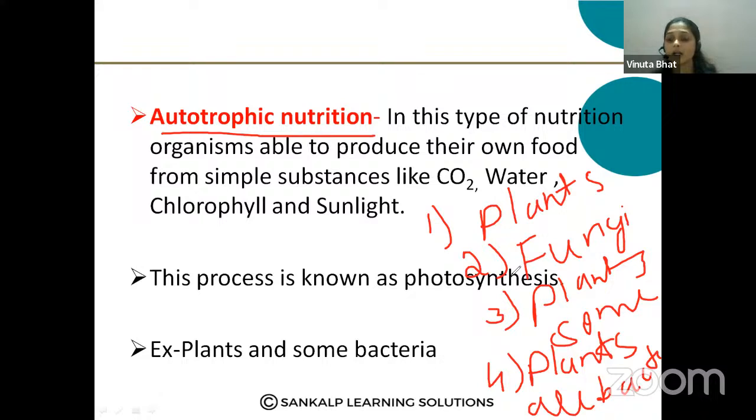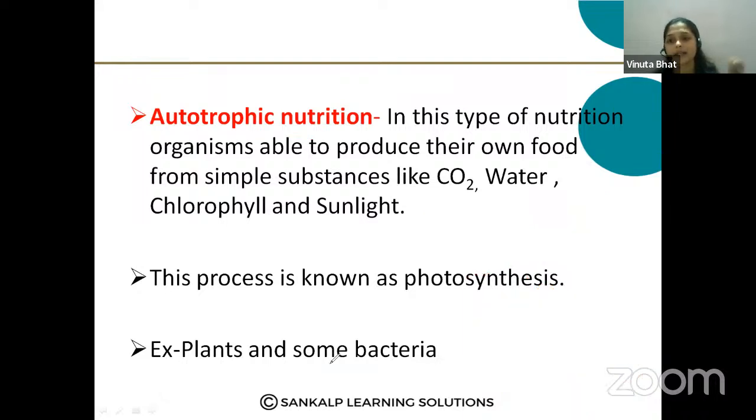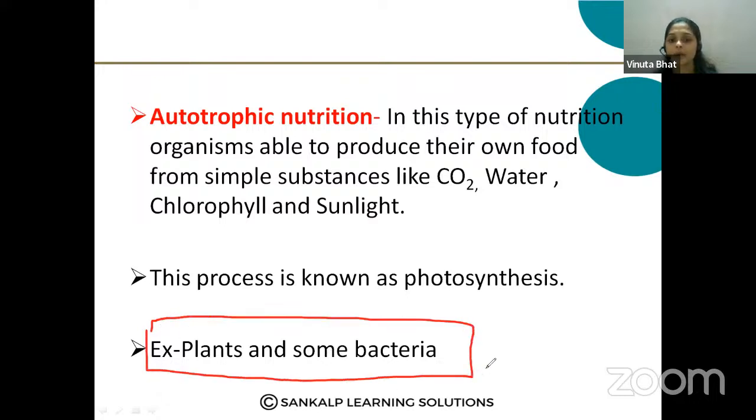So here, the autotrophic mode of nutrition is found in plants. Yes, that is correct. But in bacteria, not all bacteria are autotrophs. Some bacteria are autotrophs. So a very important example is plants and some bacteria. This may be asked in a multiple choice question.